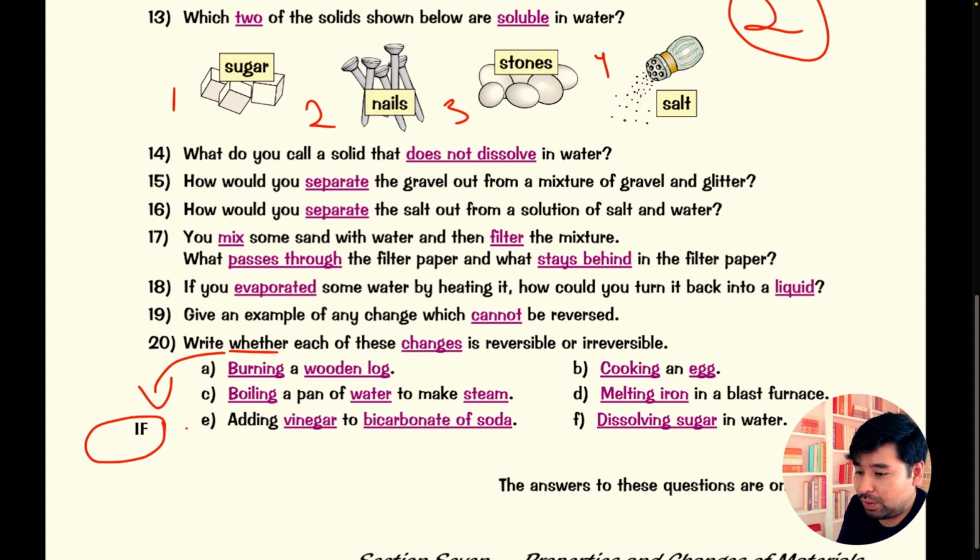And F, the last one, dissolving sugar in water. If you do that, is it possible after to separate the sugar from the water, or no? So what do you think?